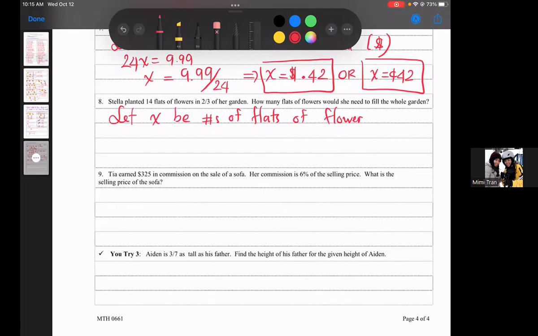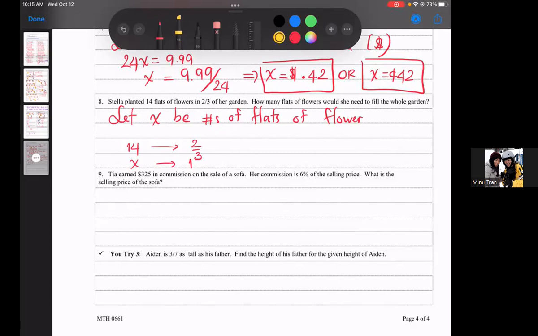All right, so here's my reasoning. You do this in high school all the time. She planted 14 flats in 2/3 of her garden. I don't know how many flats she should plant for the whole garden, so I'm going to call it X. The whole garden means 1, right? 2/3 is less than 1. And then you do the crisscross thing. Do you remember that? It's X times 2/3.